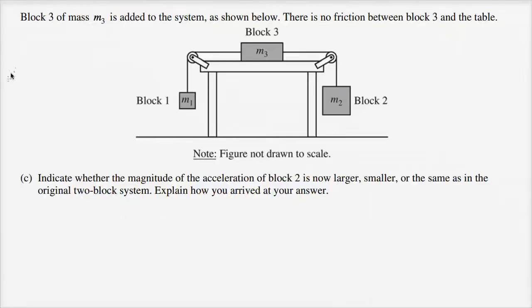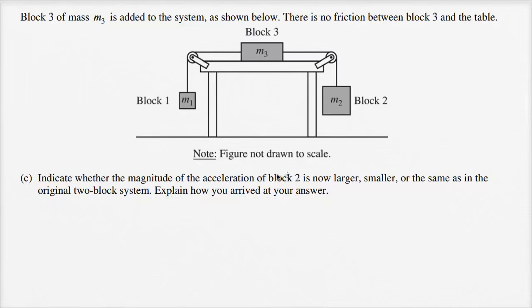Let's now tackle part C. So they tell us block 3 of mass m sub 3, so that's right over here, is added to the system as shown below. There is no friction between block 3 and the table. All right. Indicate whether the magnitude of the acceleration of block 2 is now larger, smaller, or the same as in the original 2-block system. Explain how you arrived at your answer.